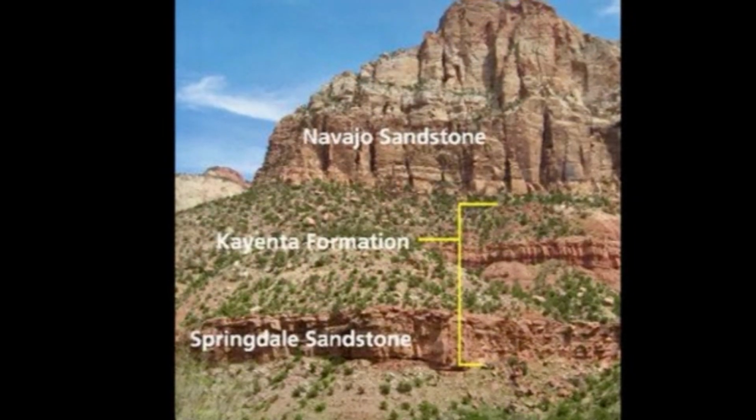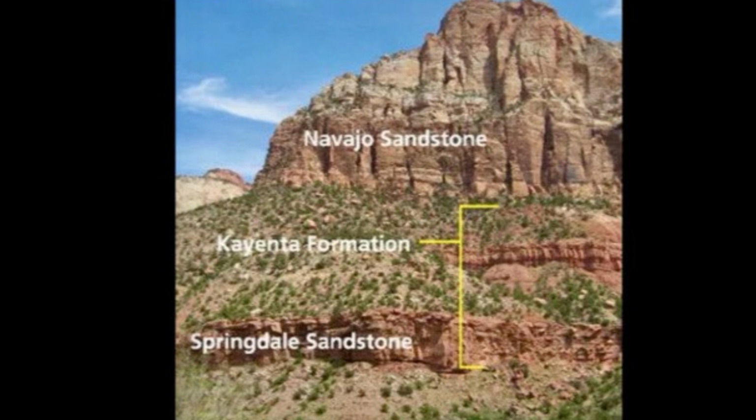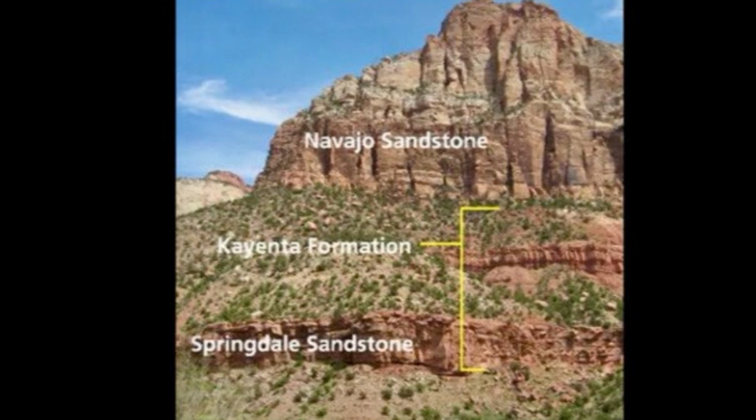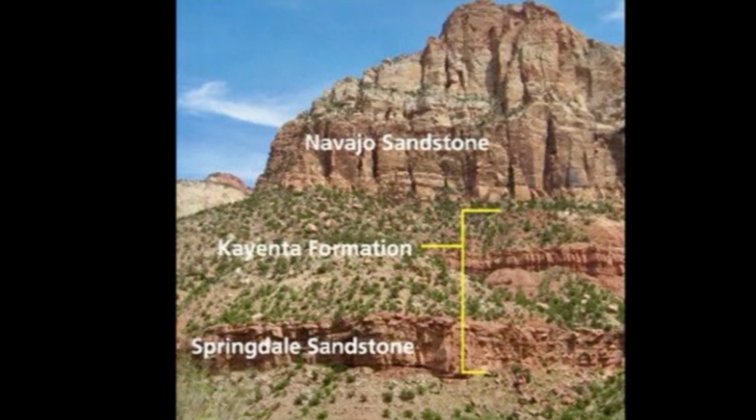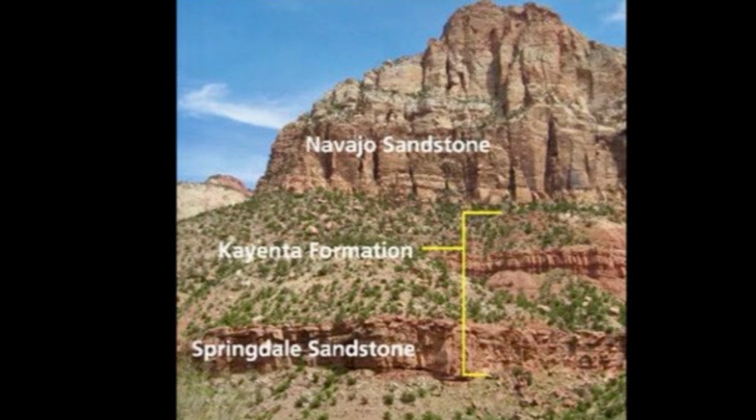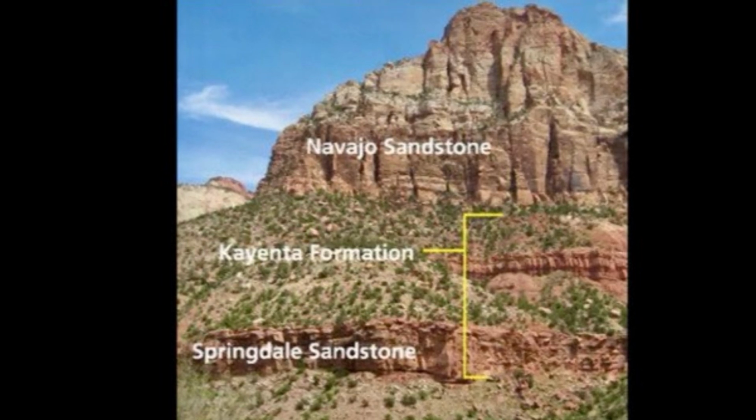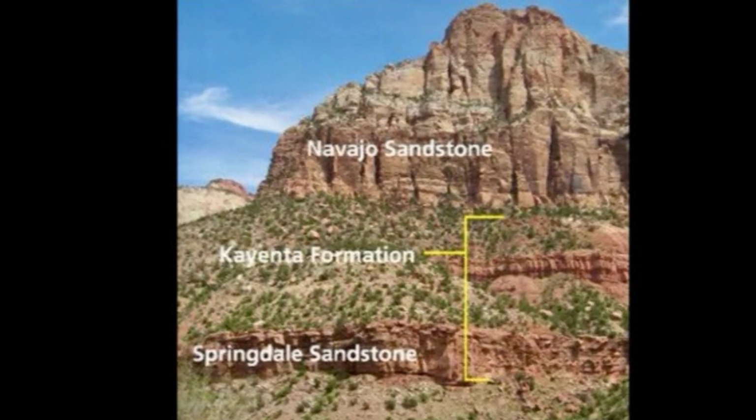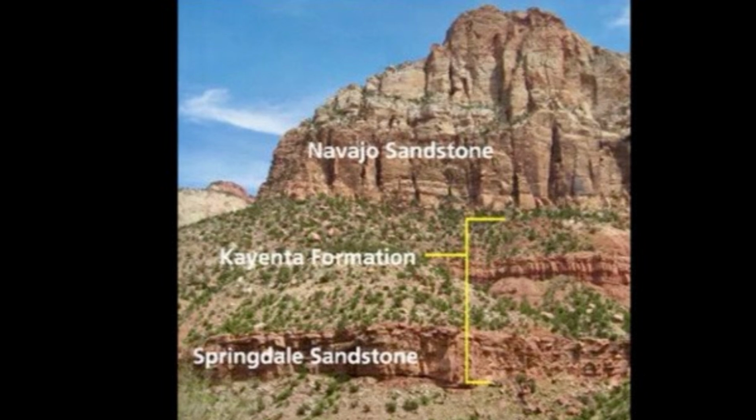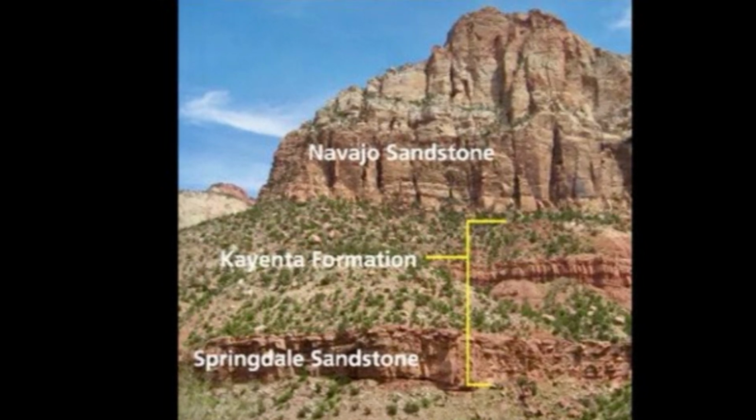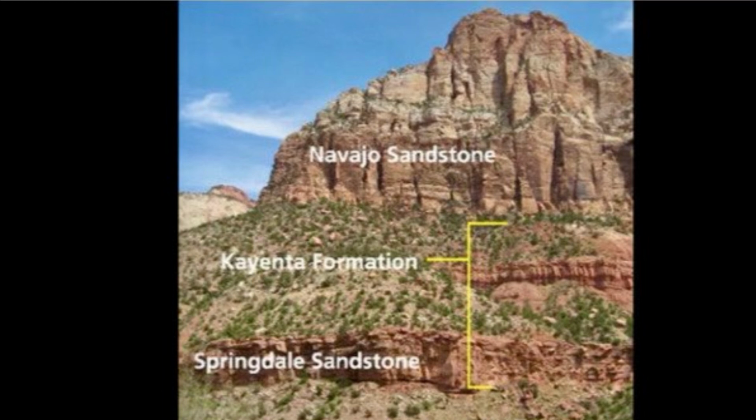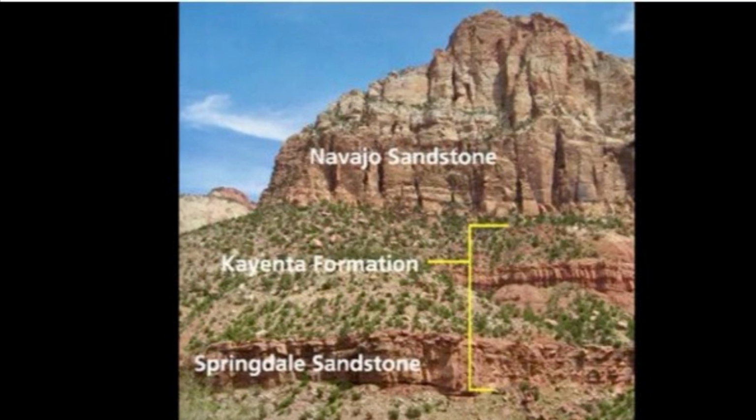Springdale sandstone is the second biggest cliff former in Zion, with the Navajo sandstone being the biggest, of course, by far. In this picture, the Springdale sandstone is easily spotted, and so we know the Moenave Formation is just below it, and just above it is the Kayenta Formation, the next formation we're going to look at.